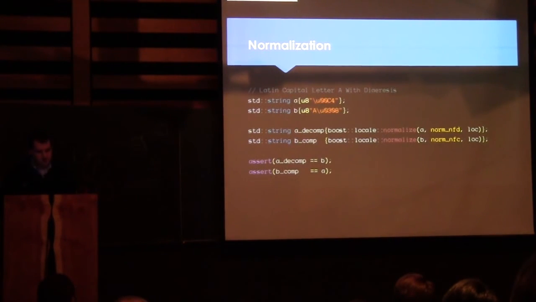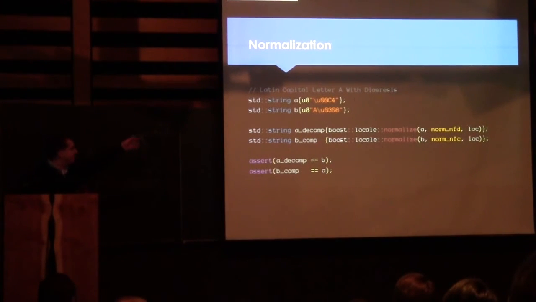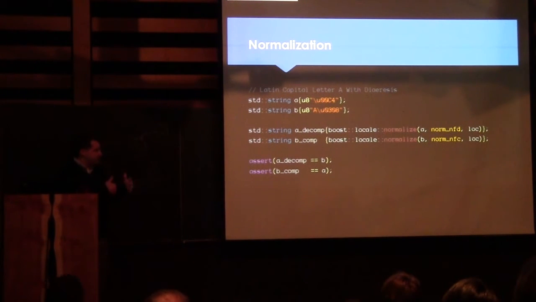So we can use this for normalization. For example, here we have two strings. The first one is the precomposed form of the Latin letter A with diaeresis, and the second one is the decomposed form. It has a normalize function that takes the string, the locale, and then the normalization form that you want to use. And we can assert at the end that we've actually done the transformation like we'd expect.